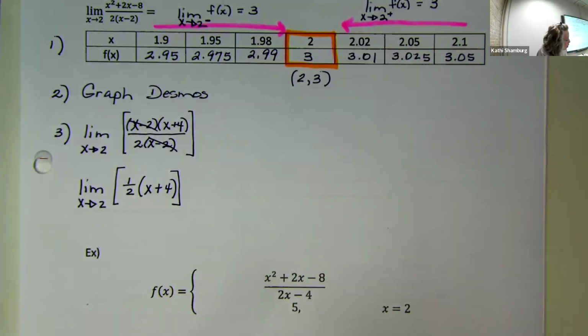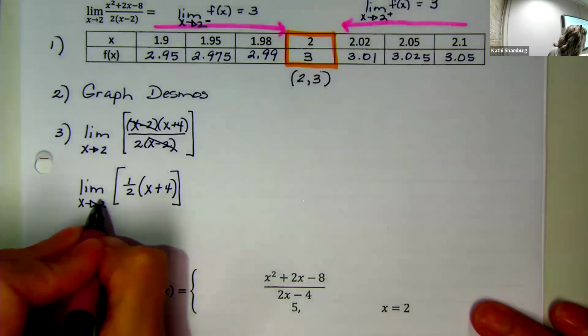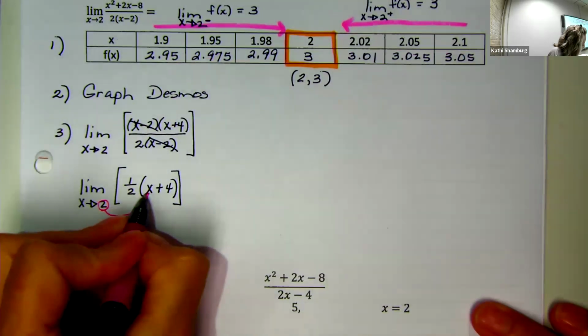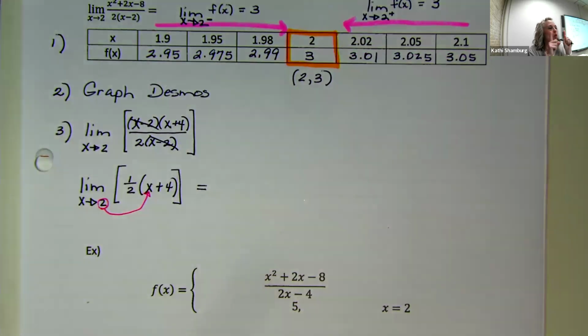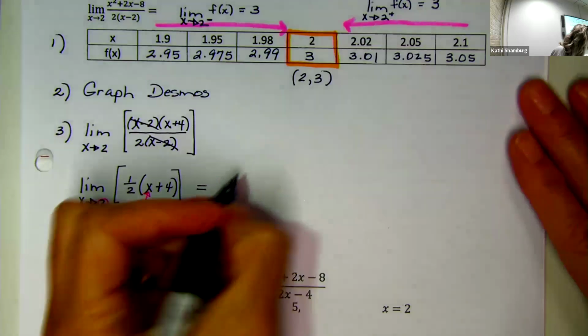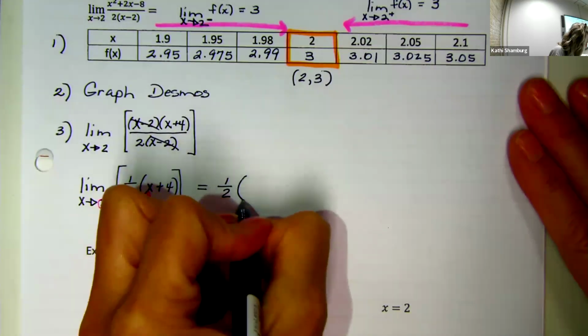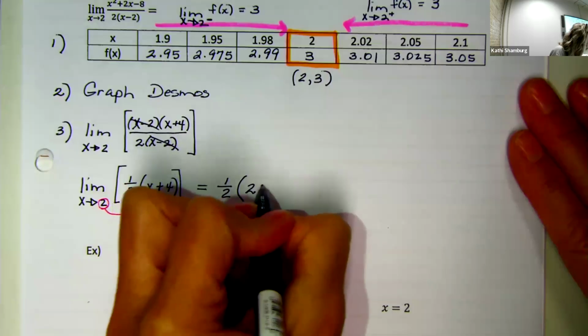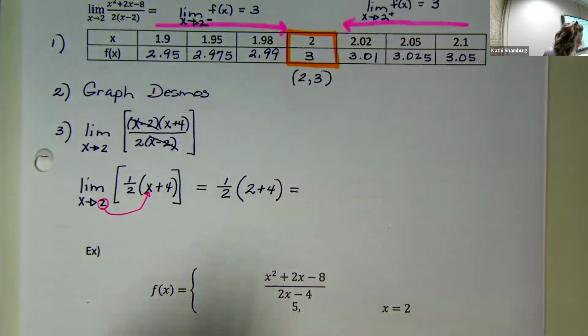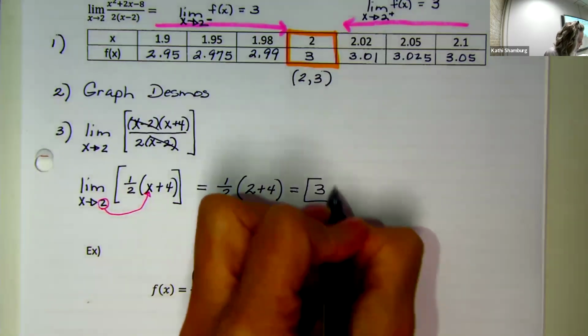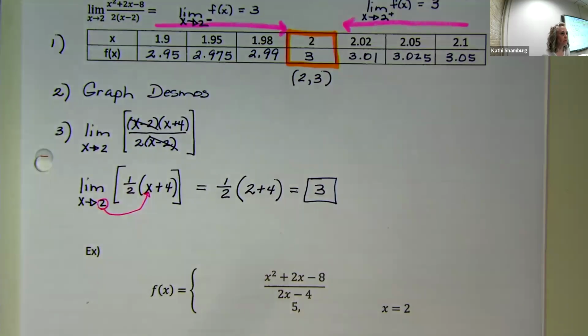We've removed that hole. So now what I'm going to do is what we call direct substitution. I'm going to directly substitute that in for the value. Okay, listen, when you do the direct substitution, your limit notation drops. So I would do 1/2 times 2 plus 4, 1/2 times 6, half of 6 is 3. This is my limit. Where did you get the 1/2 from?